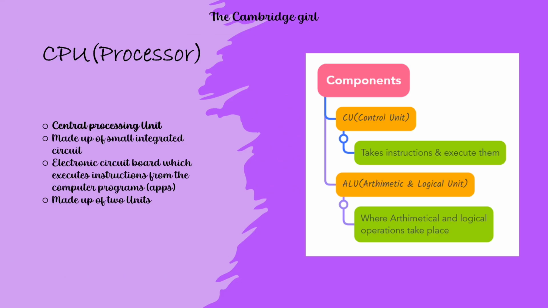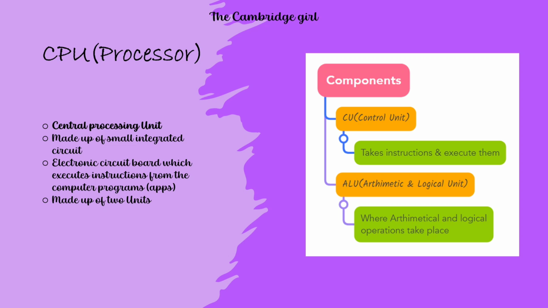Now let's talk about the CPU. CPU is also known as the processor. The full form of CPU is Central Processing Unit. It is the part of the computer that interprets and executes the commands from the computer hardware and software. This is a single integrated circuit which is at the heart of most PCs.